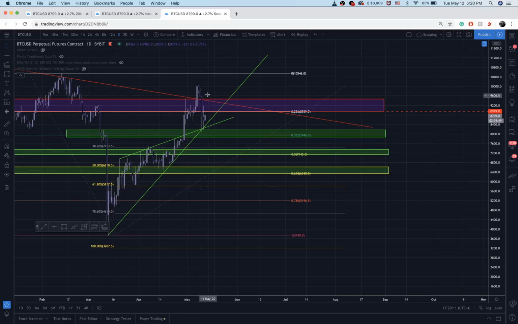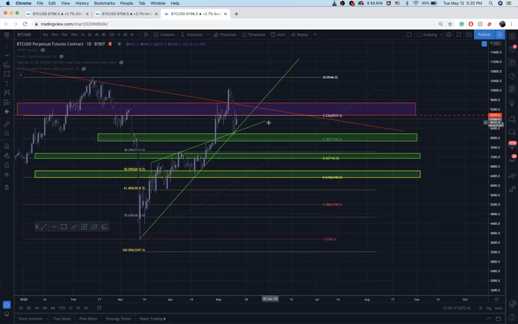As you can see, this could just be another little pullback, as we've seen in a number of different situations. I'd say this is the shorting zone, first target, pretty real potential for a reversal here. If not, look at these levels next.